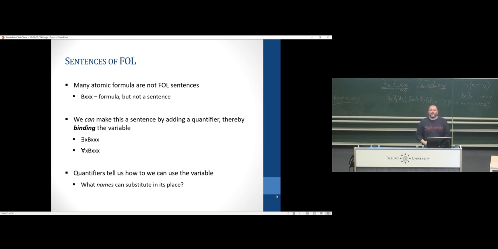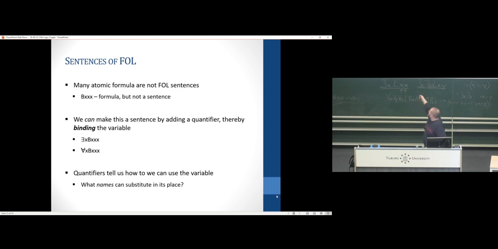Importantly, atomic formulas aren't all sentences. Many of them are, many of them aren't. This one, for example, is a formula but not a sentence. All it's missing is the quantifier. That is, we can turn Bxxx into a sentence by binding the variables, telling us how we're supposed to replace them. The quantifiers tell us what you're supposed to do with the associated variable. Without them, you don't know how to read the sentence.